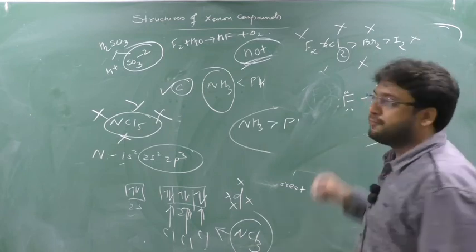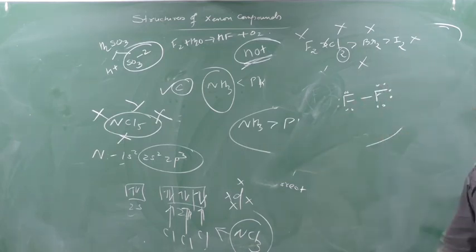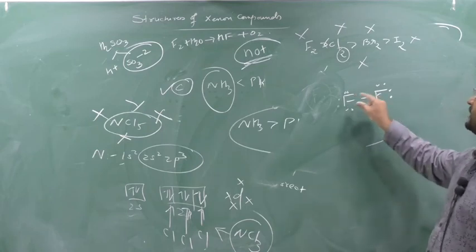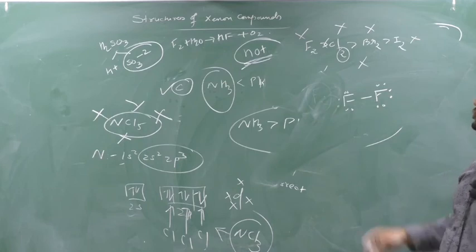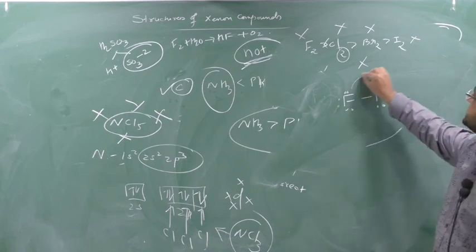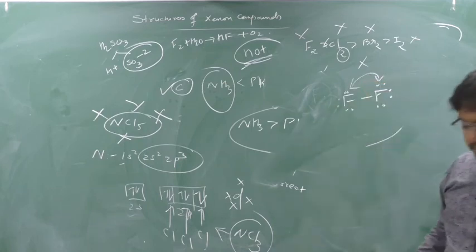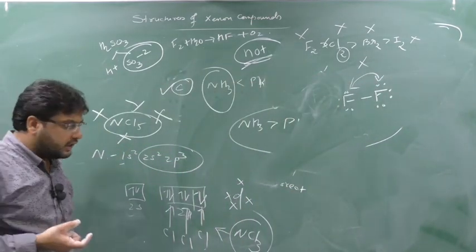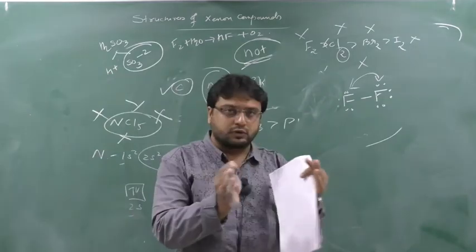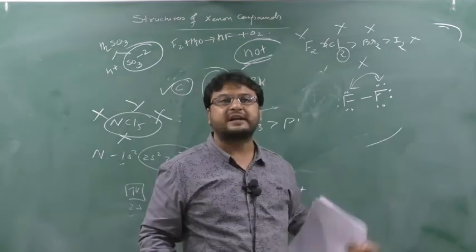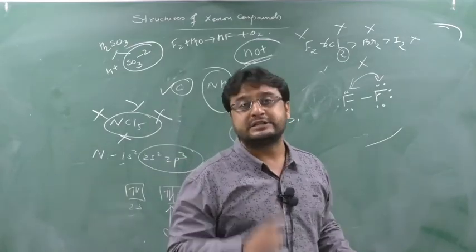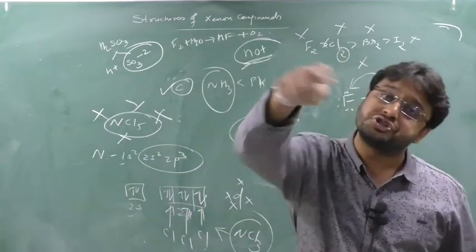Yes, students, the fluorine size is very small. So when the fluorine size is very small, these two small atoms come close to each other. Due to this, there will be maximum repulsion between the lone pairs. So due to this maximum repulsion, it will break easily. That's why fluorine has less bond dissociation energy.